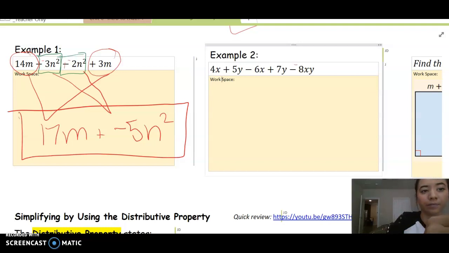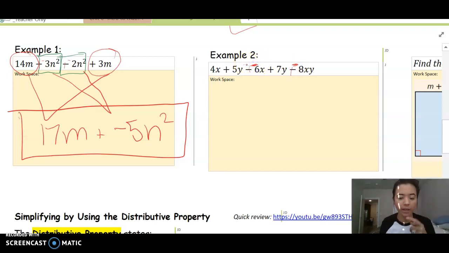Okay. Now, keep, change, change, keep, change, change. So I have a negative 6x and a negative 8xy over there. Okay, so we did that.